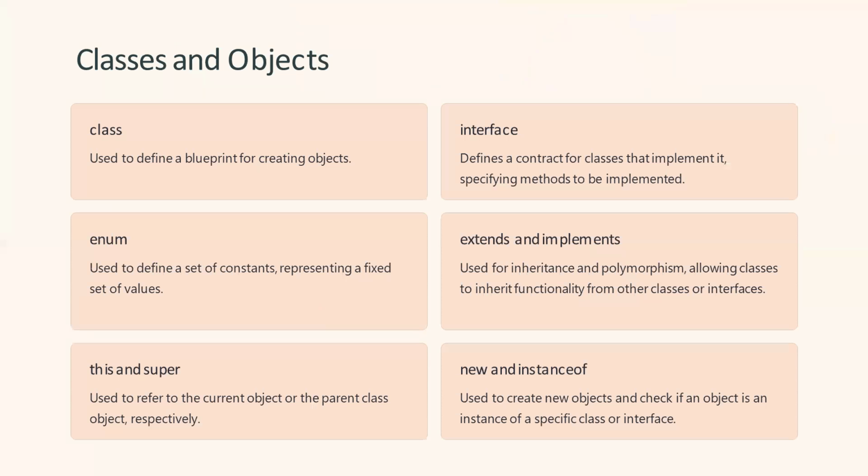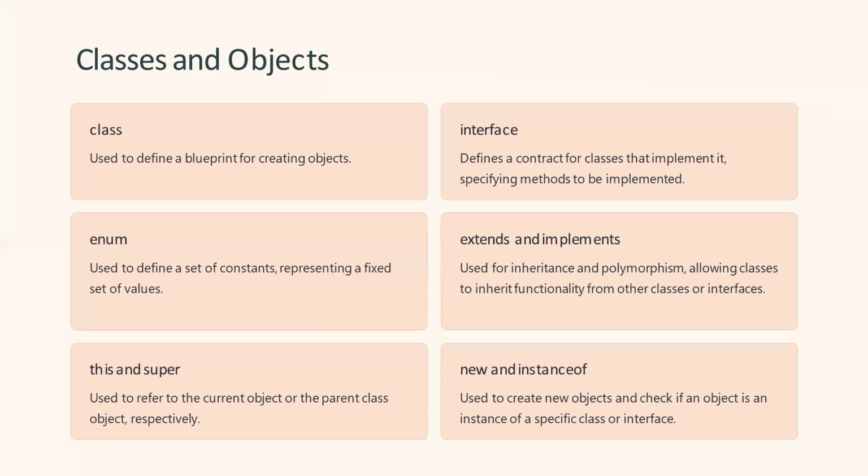So the Animal class is a blueprint. Based on the Animal class, I will create multiple objects of animals, like lion and tiger. So a class is a blueprint. Then enum is used to define a set of constants. Whenever we want to represent our value as a constant, I will use enum.